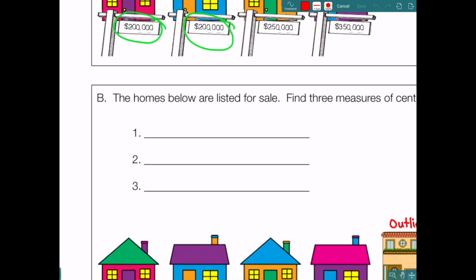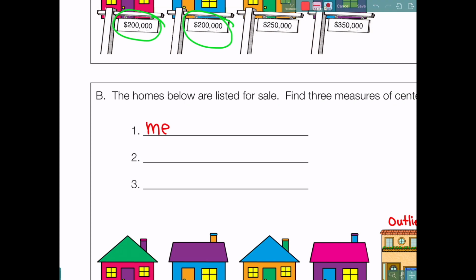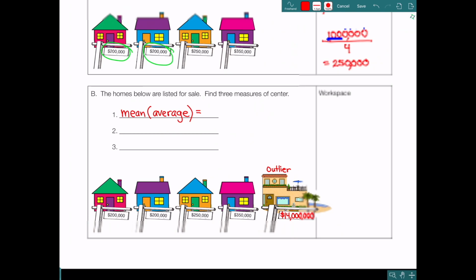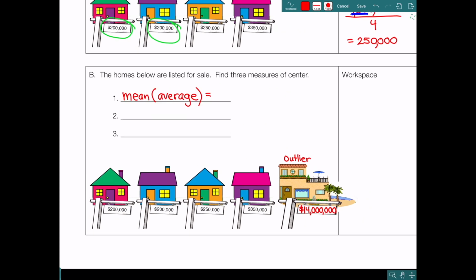So the first way that we'll do it is by using the mean. Go ahead and write it down. And mean just means average. So to find the average, you have to add up all the values of all 5 houses. So add up 200,000, 200,000, 250,000, 350,000, and 14 million. Add them all up, and then instead of dividing by 4, we're going to be dividing by 5 because there's 5 houses.